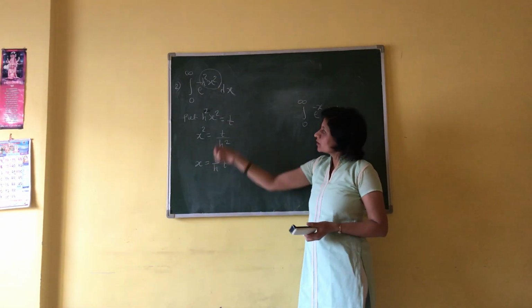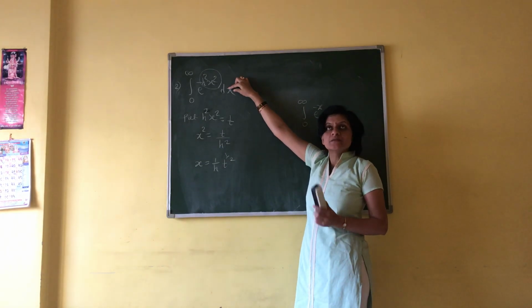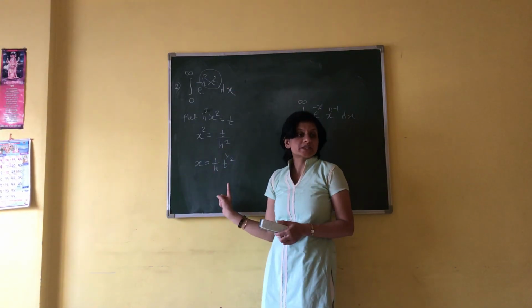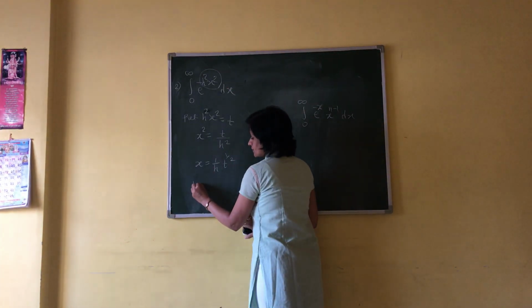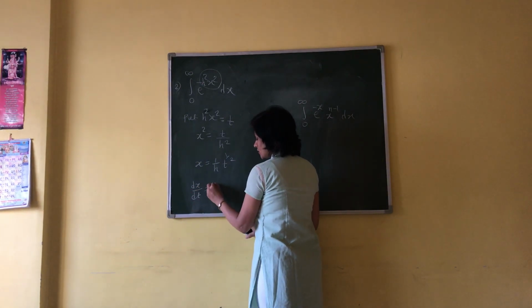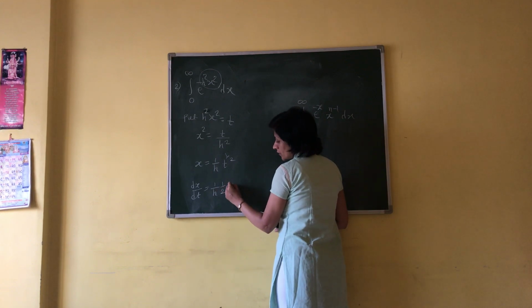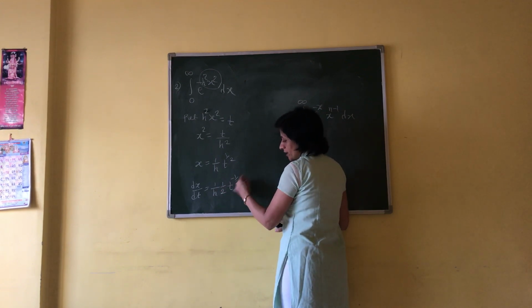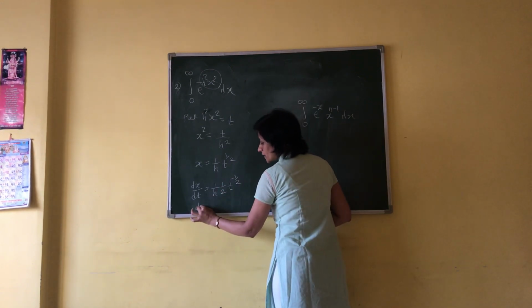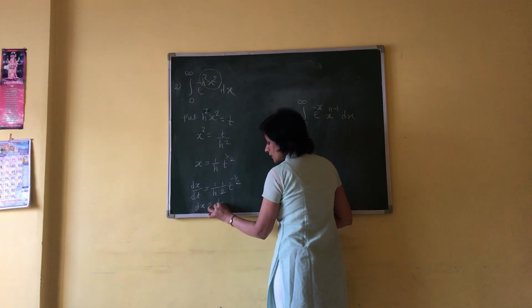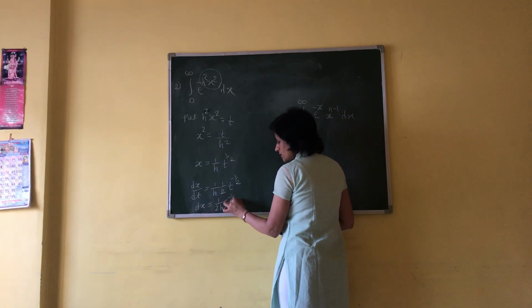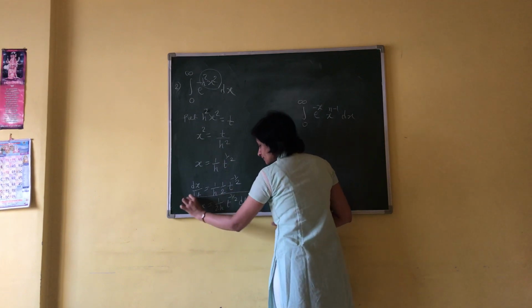And using this, calculate the value of dx, means differentiating x with respect to t. dx by dt is equal to 1 by h into the derivative of t raised to 1 by 2, which is 1 by 2 t raised to 1 by 2 minus 1. Therefore, the equation of dx is 1 upon 2h t raised to minus 1 by 2 into dt.